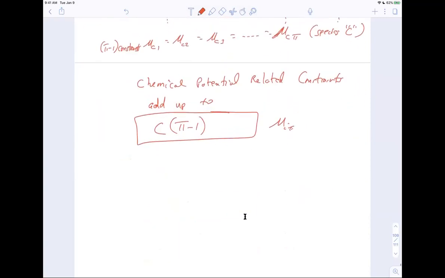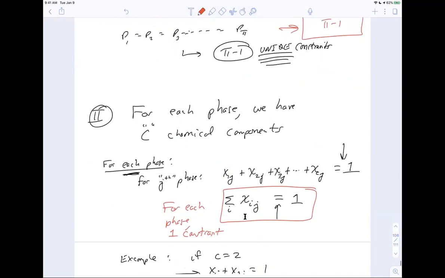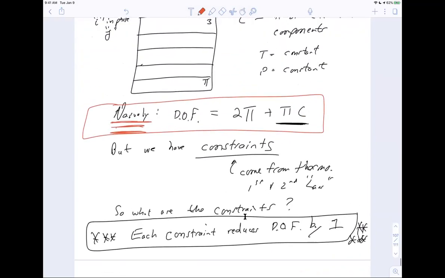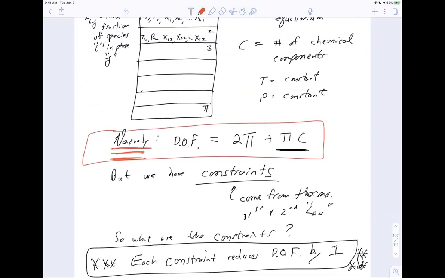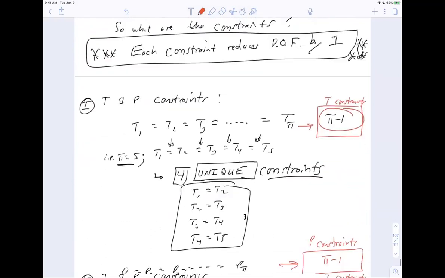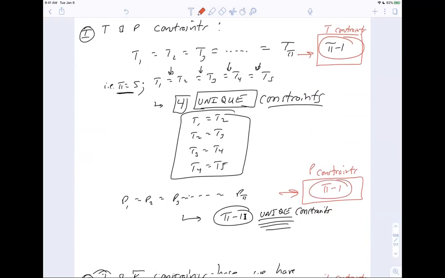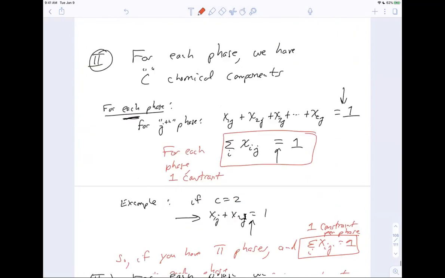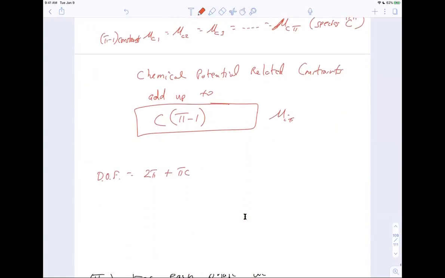So naively, let's start with the naive number. We had 2 pi plus pi C. If we go back, where is that? Right, naively, we had 2 pi plus pi C. Now we just start subtracting. So let's go down and see what the first one is. All right, it's pi minus 1, pi minus 1. These are from the temperatures. Okay, so let's subtract those out. Minus pi minus 1, minus pi minus 1. So one is from the temperature, one is from the pressure.